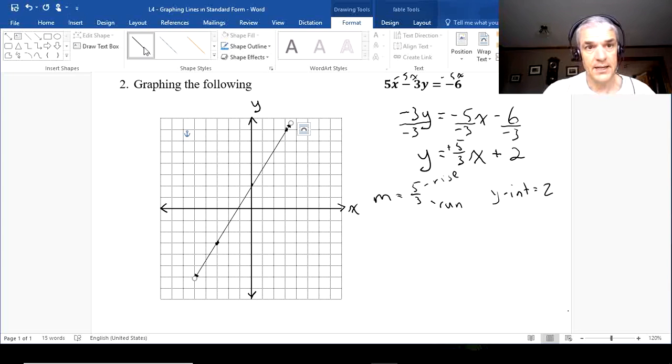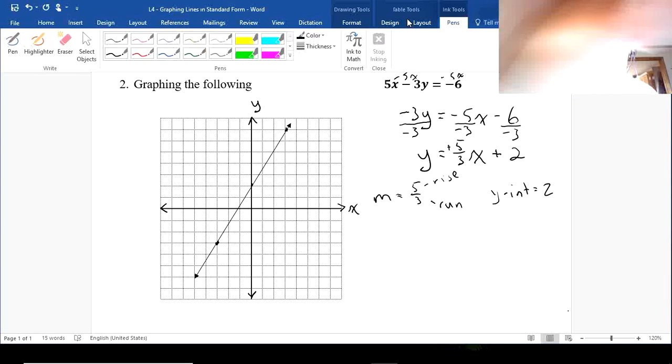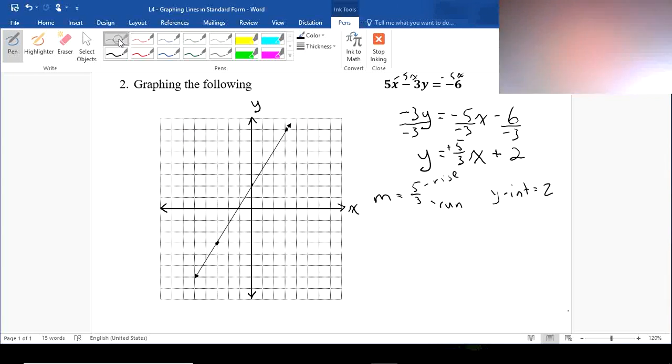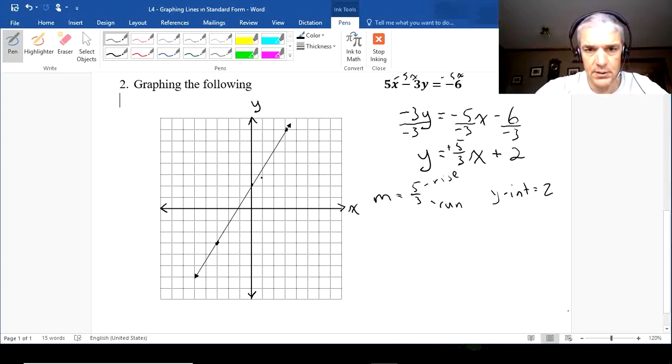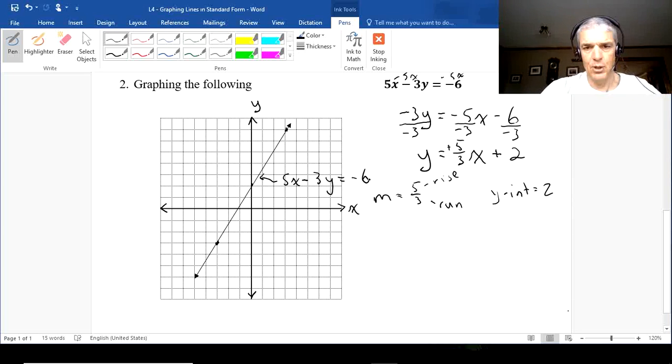And the last thing I need to do is simply label my graph as my final thing. So I'll just get my pen back turned on and I'll label it. And again, I'm going to label it with what was given in the question. Okay, so I just draw a little line indicating that I'm pointing to that line. 5x minus 3y equals minus 6, and I'm all done.